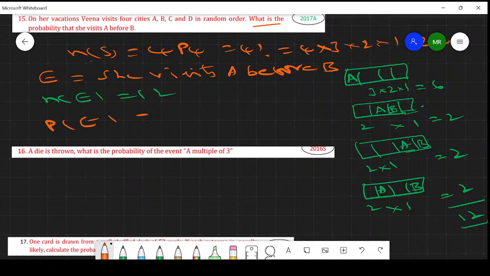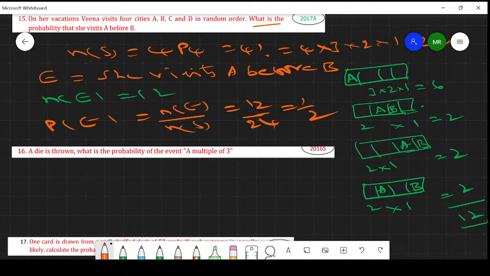So probability of E is equal to n of E by n of S. So you will get 12 by 24. Answer will be 1 by 2. It will be 1 by 2. Answer will be 1 by 2. I hope you understood this.